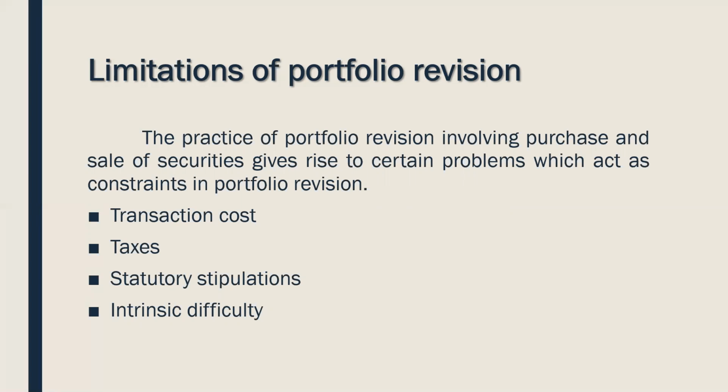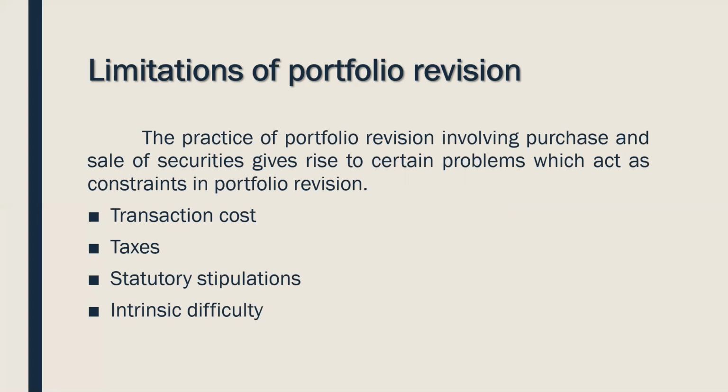So if you're having too many transactions, too many sales and purchases for portfolio revision, then the transaction cost will be high. And when the transaction cost increases, the profit that you earn will be subsequently reduced. So transaction cost is one of the constraints of portfolio revision. You cannot engage in too many transactions. You should always have the optimum level of transactions so that you can get proper returns.